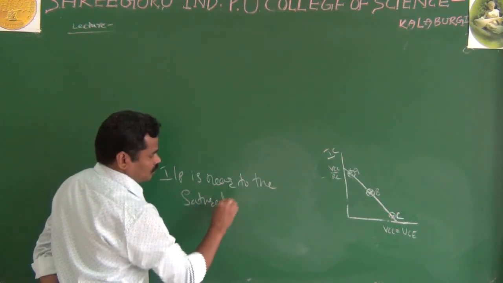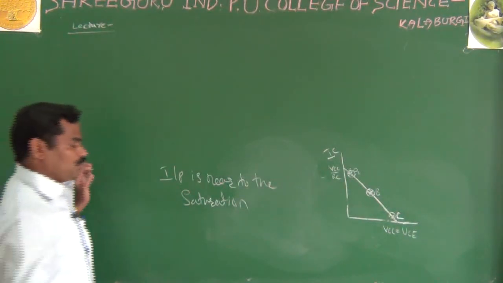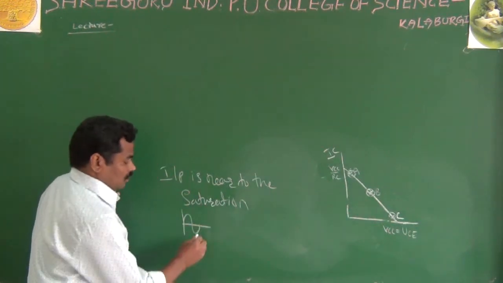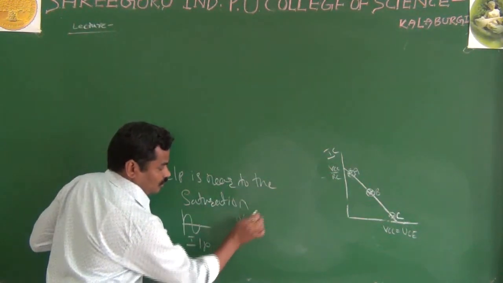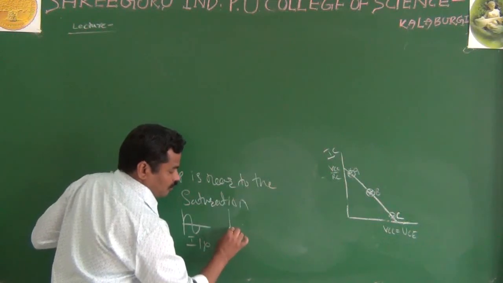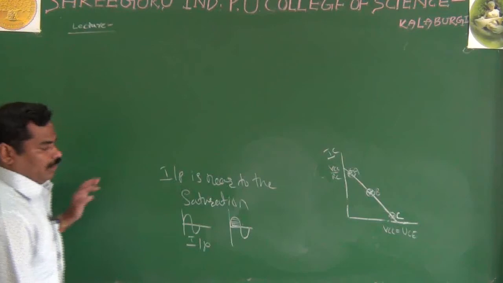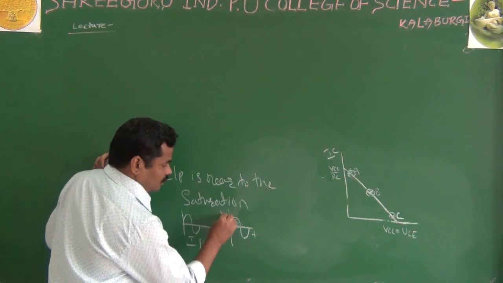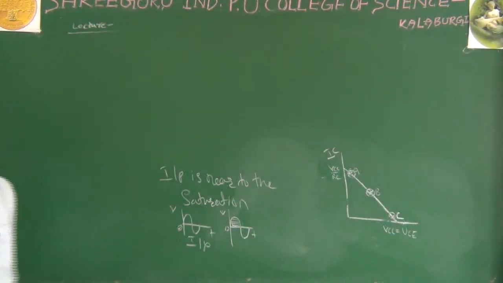What happens? As I said already, if the Q point is near to the saturation, what happens? For example, this is your input. You are applying the input signal, and what are you getting at the output? The positive half cycle will be clipped. This portion will be clipped. It means you are not getting the 100% output, or you are not getting the faithful amplification.